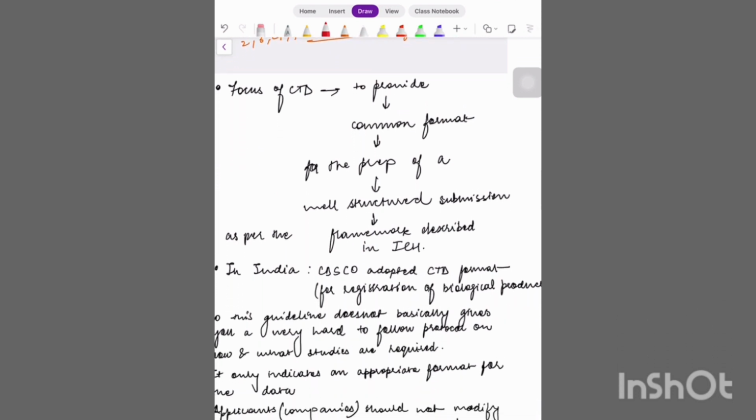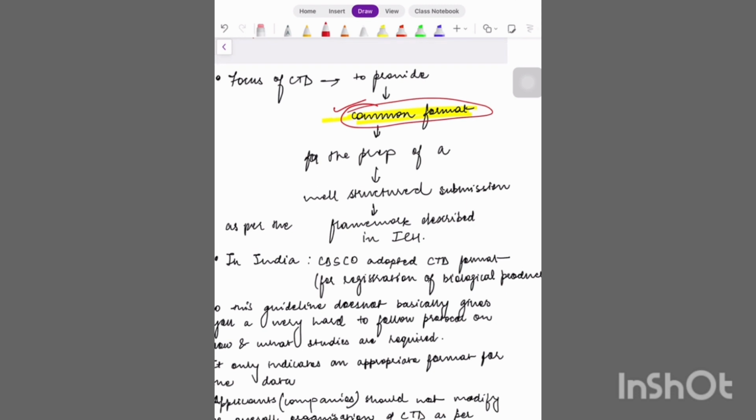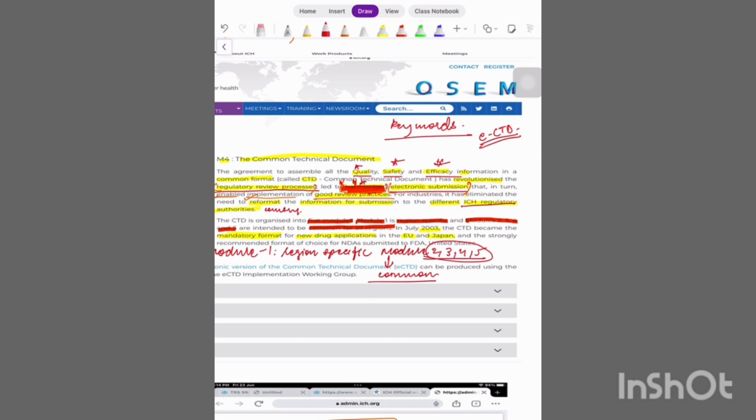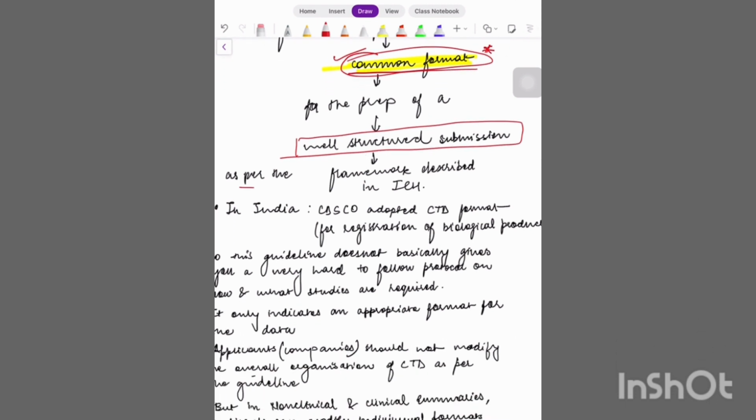Now the focus of CTD was to provide a common format. Again, very important line. Again and again the same keywords are repeated, so you should not get confused. When they ask why CTD was introduced, why the need of CTD was there for submissions of NDAs in different ICH regulatory authorities, the reason being they wanted to provide a common format for the preparation of a well structured submission as per the framework described in ICH.